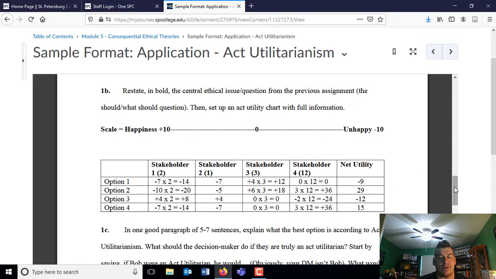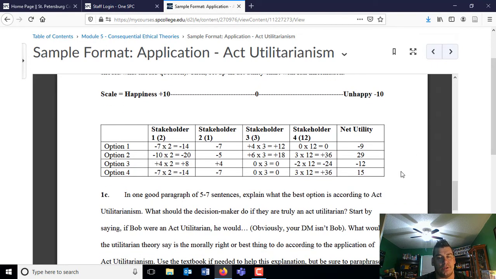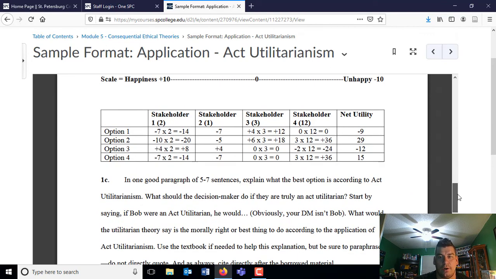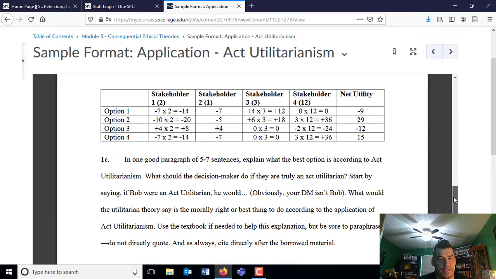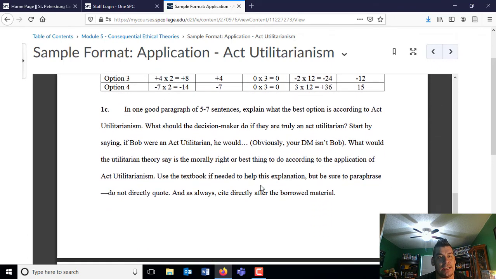Now remember, this number is based on what you see, but try to be objective, try to be fair. Don't manipulate these numbers to come up with an answer that you think is correct, because I'll know if you're doing that and I'll mark you down, because I already know what the utilitarian option is for your options based off of doing this a lot, okay? And then in section 1C, just explain the option and why that's the best one, okay?